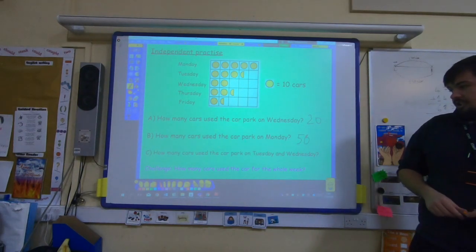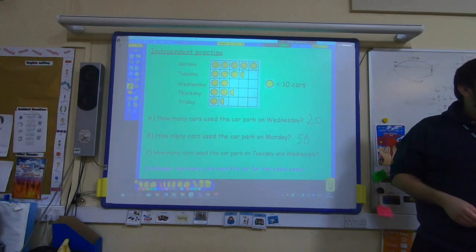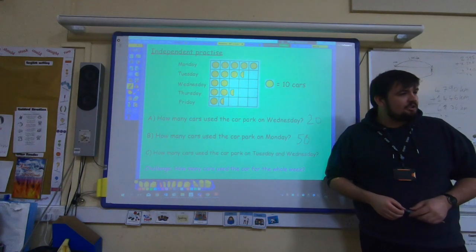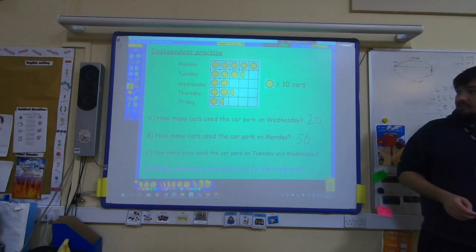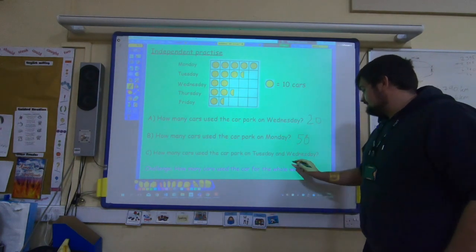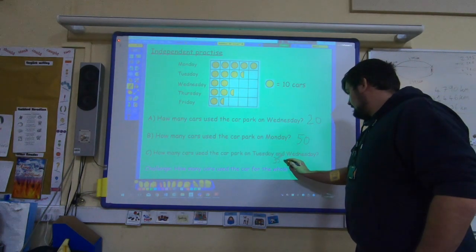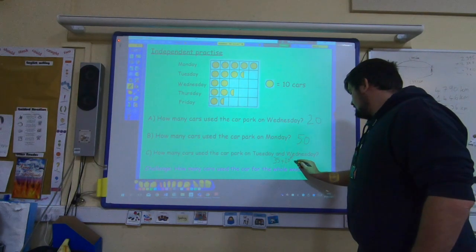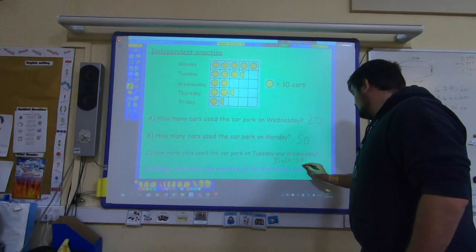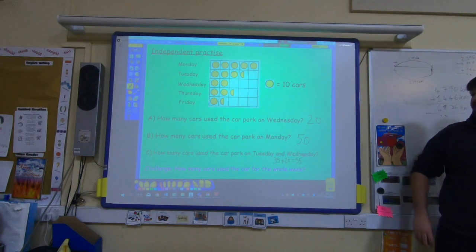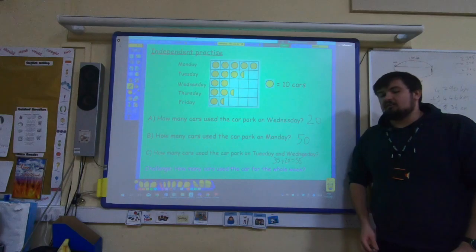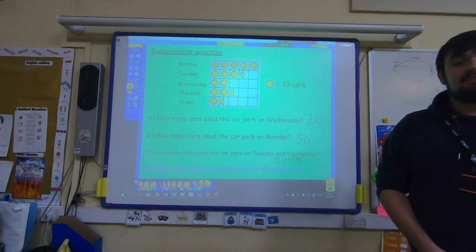How many cars use the car park on Tuesday and Wednesday? So what have I got to do for this one? Mavli? 35 and 20, which equals 55. You're right, yeah. And then how many cars use the car park for the whole week? Freya?